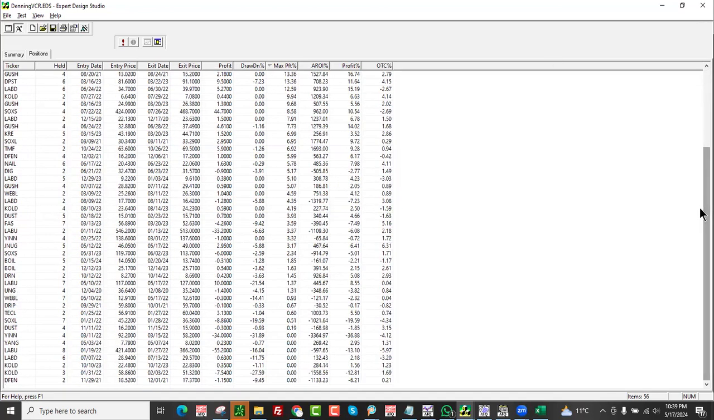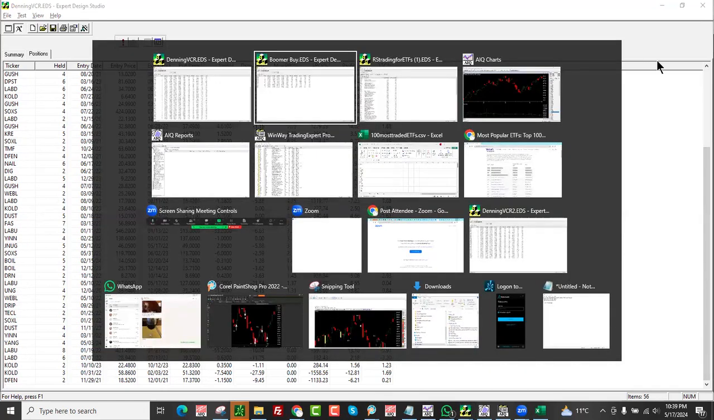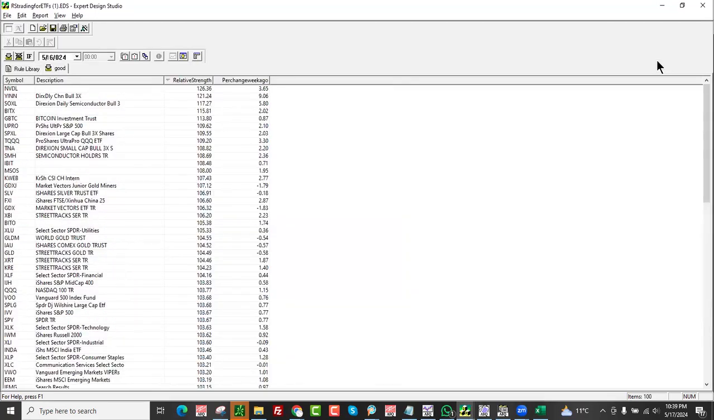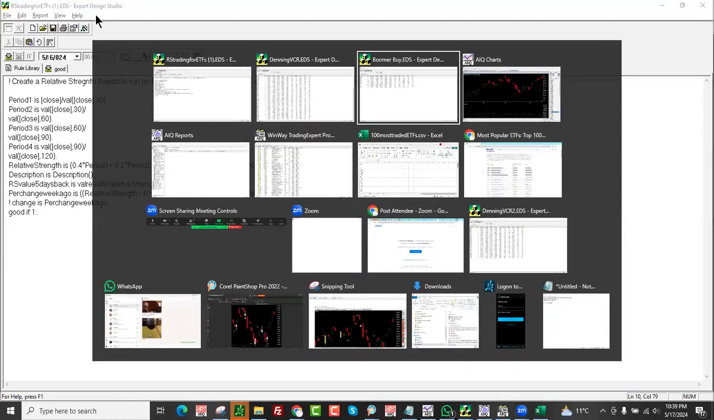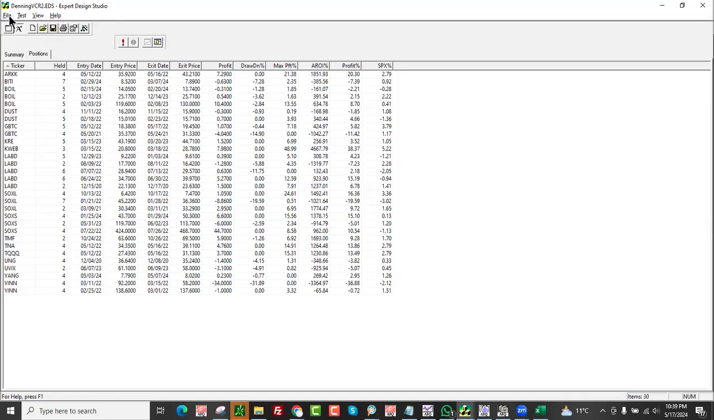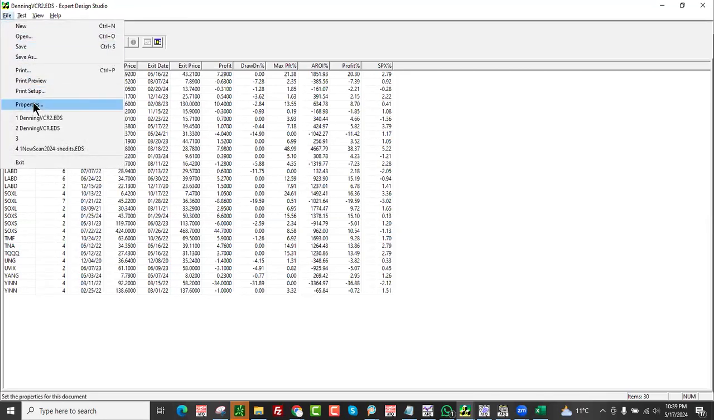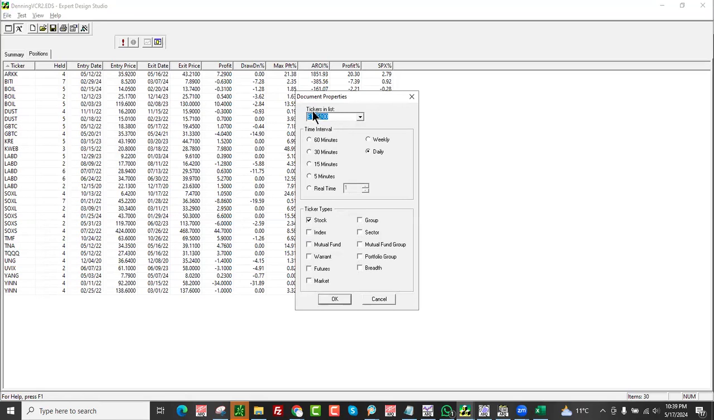If I jump around again, I know we only have limited time. I do want to show you this one here. This is, again, the same strategy that we were just looking at, that Rich Denning strategy, the one that has the, no, sorry, this is the wrong one. I need the other ETF one. There it is. That's what happens when you have too many windows open. There it is. The ETFs 100.